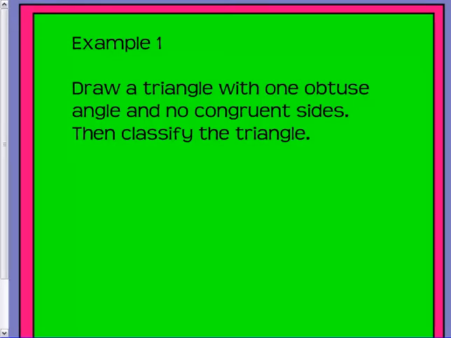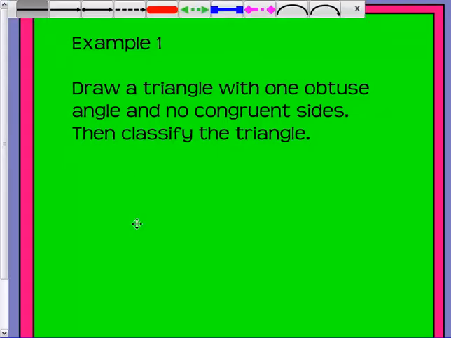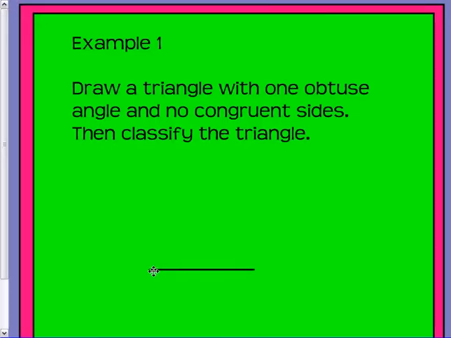All right, so in this one, we need to draw our obtuse angle. So I'm going to start with my line. And my obtuse angle needs to be greater than 90. So if I was using a protractor, this would be 90 degrees, like so, right here. So it needs to be greater than 90, but less than 180. Okay, so we can get rid of that right angle. So there's my obtuse angle.